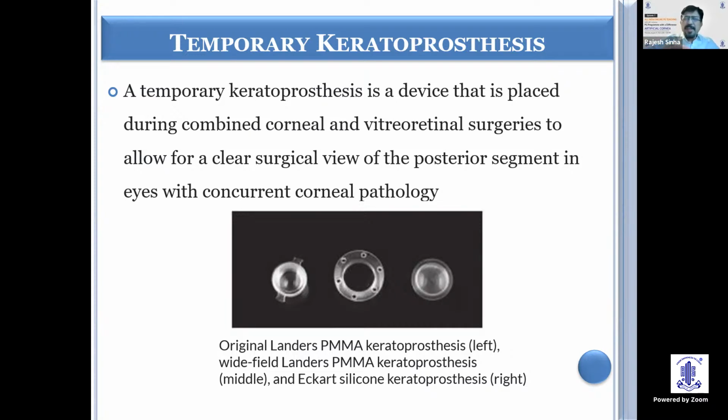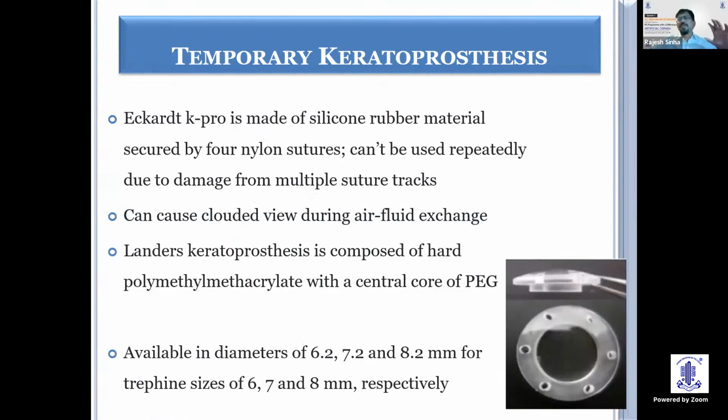Now, various types of temporary keratoprosthesis have been described. The first ones are the original Landers one, which were used earlier and are no more used. Then this wide field Landers PMMA keratoprosthesis is the one which is commonly used. And then we also have the Eckardt silicone keratoprosthesis. So there are wide varieties. There are many more, but these are the ones that are commonly known and commonly used. You can't remember each and everything, but you should remember a few things which are really important in your clinical practice and in your day-to-day life.